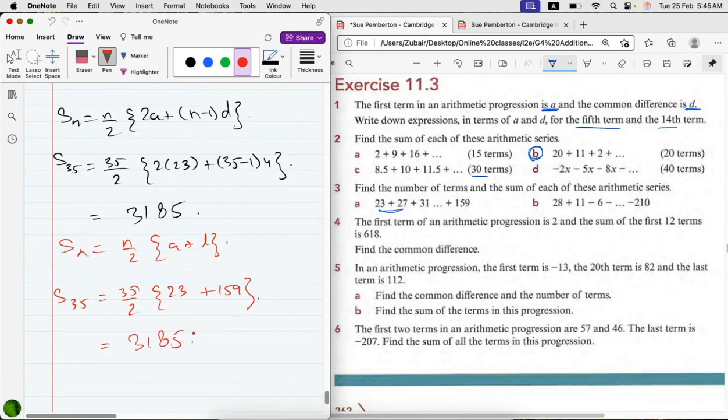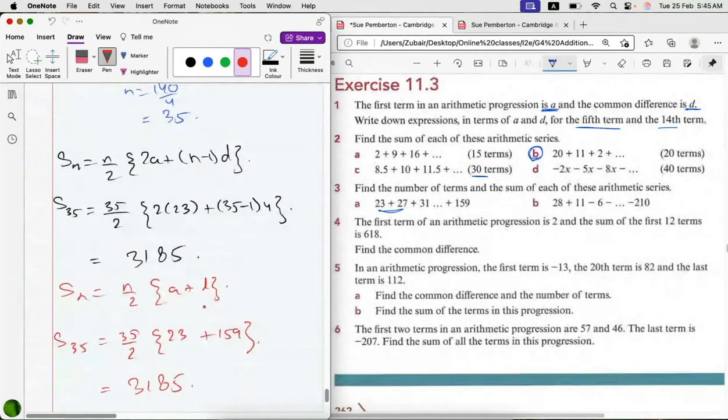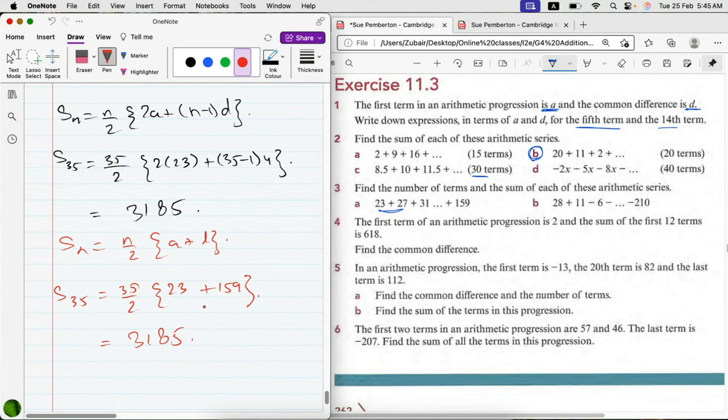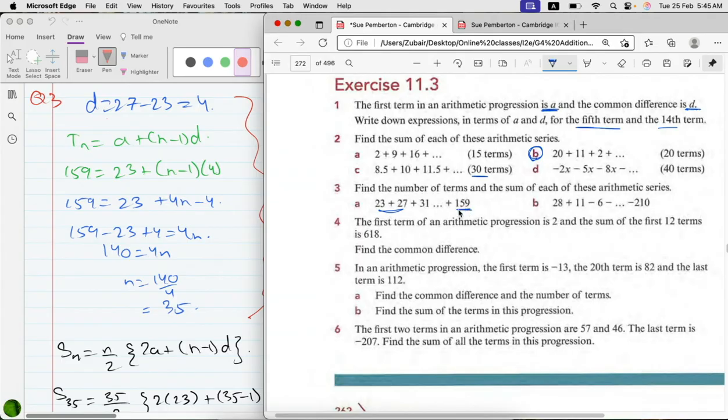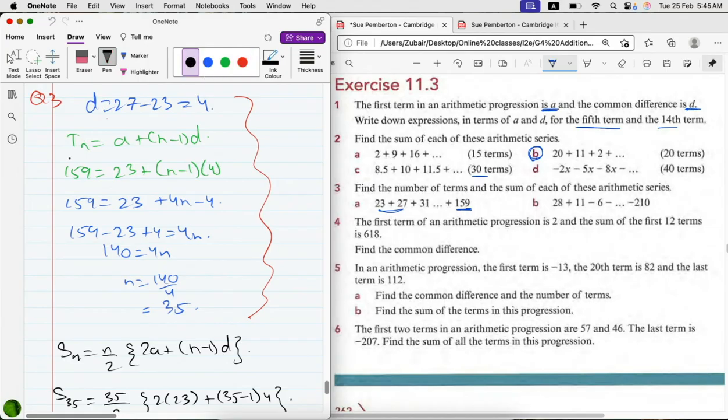Try question 3B part. To get the answer for how many total numbers there were in the arithmetic progression, we just plugged it into that equation. We did this because we knew the term was 159 and which term it was, n, was unknown. So we used the formula for term number. We knew every other thing: the last term is 159, a is 23, the difference is 4. And which term is it? That is n. That came out to be 35.